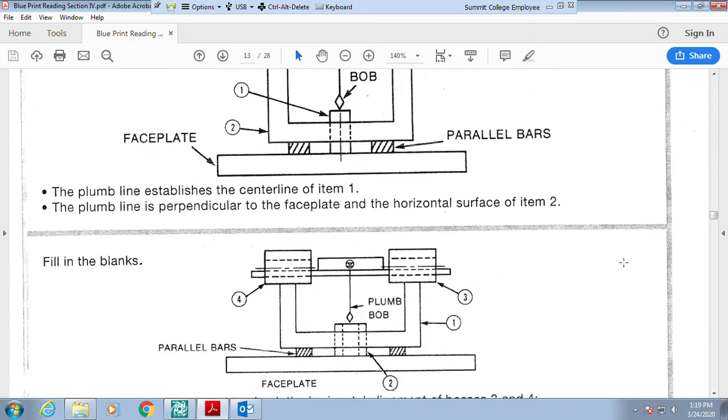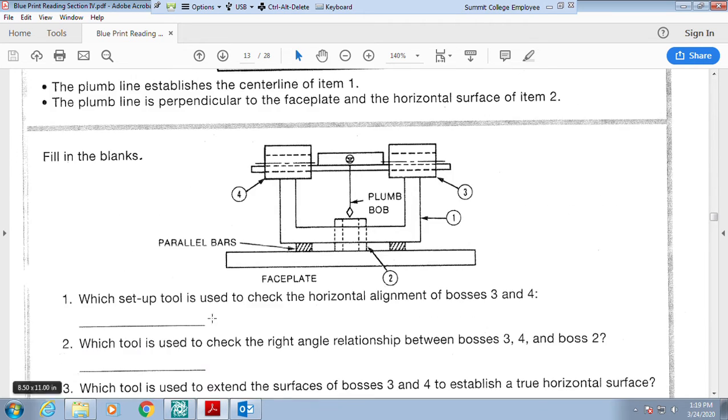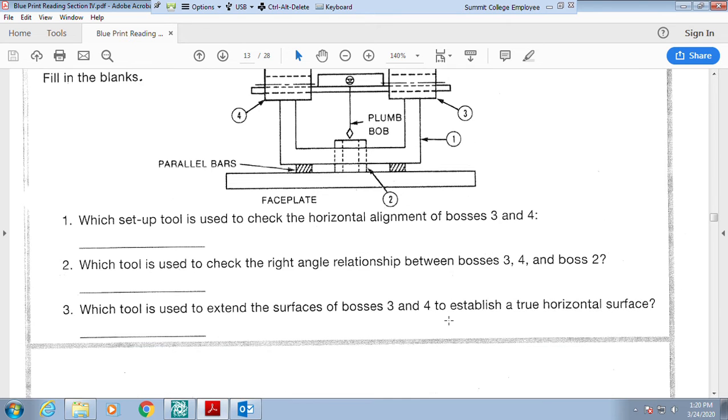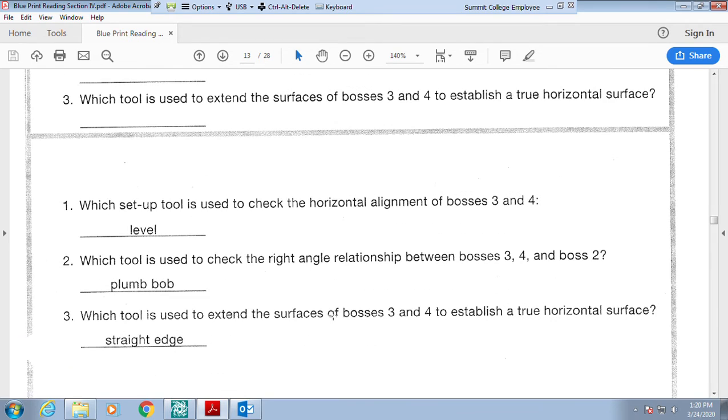Okay, so fill in the blanks. Which setup tool is used to check the horizontal alignment of 3 and 4? Well, here's 4 and here's 3. How can I check that? Which tool is used to check the right angle relationship between bosses? When they mean bosses, they mean these little pipes of 3, 4, and 2. Okay? And which tool is used to extend the surfaces of bosses 3 and 4 to establish a true horizontal surface? All right, a level, a plumb bob, and a straight edge.